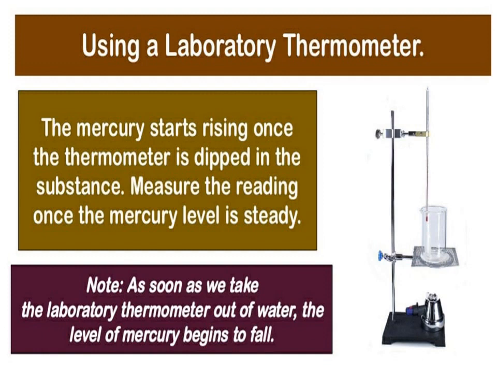Otherwise, the reading will not be appropriate. As soon as you take the thermometer out from the substance, the mercury will fall down and you cannot measure the temperature. So you need to measure the temperature when it is inside the beaker and covered with the substance, because there is no kink present in a laboratory thermometer. Note, as soon as we take the lab thermometer out of the water, the level of mercury begins to fall. What is the reason behind this? The reason is that there is no kink present in a lab thermometer, whereas a kink is present in a clinical thermometer.